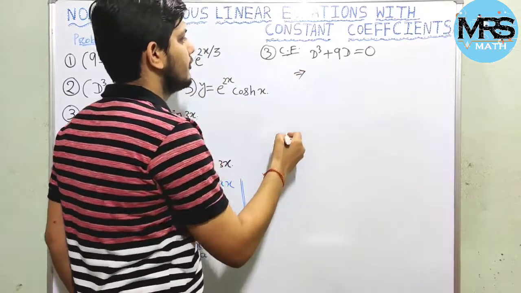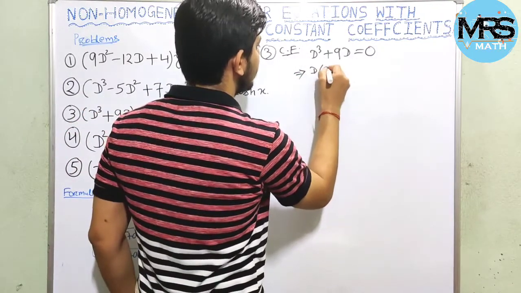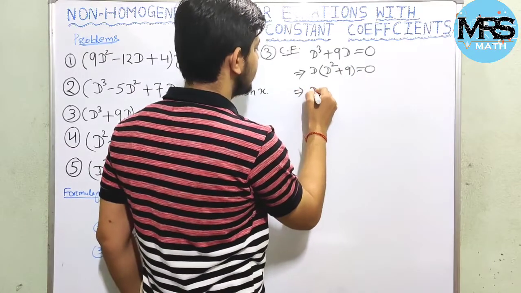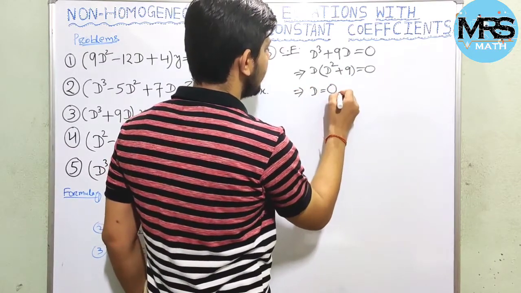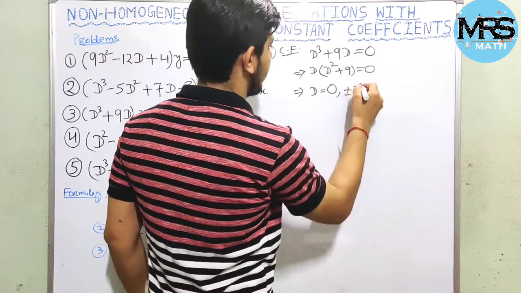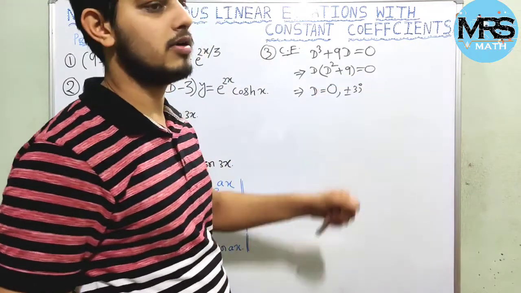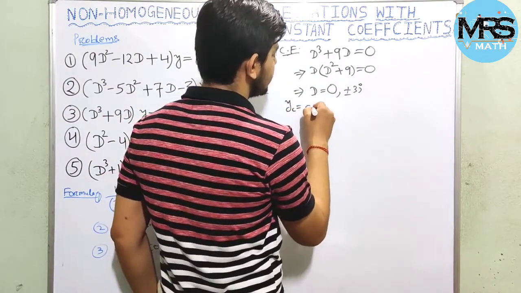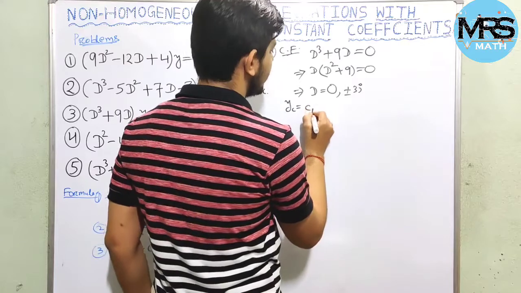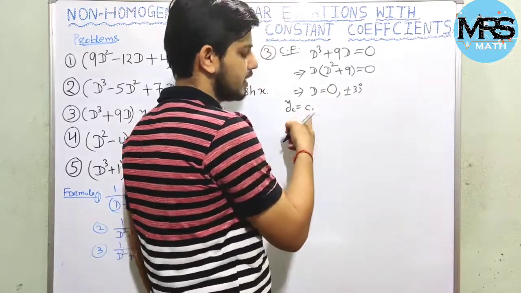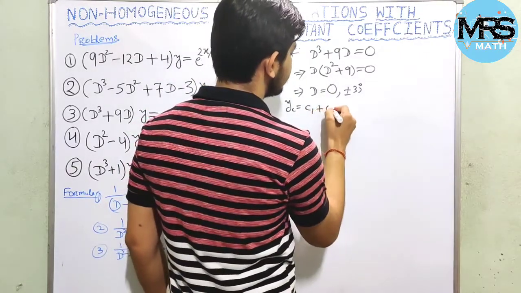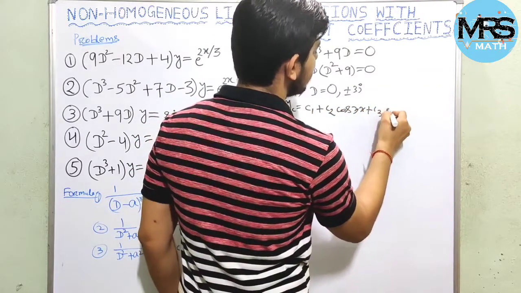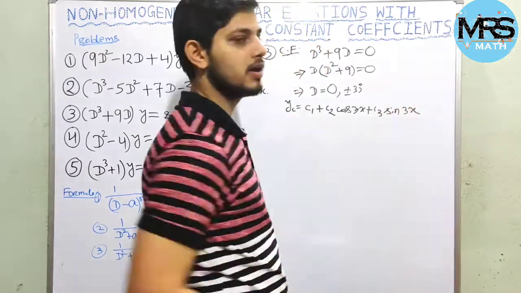If you are taking d common, then what will you get? d square plus 9 is equal to 0, right? So we are getting d as 0, and plus minus 3i, right? d square plus 9 equal to 0. So what is our complementary function here? That is c1 into e to the power 0x, so that is c1 plus c2 cos 3x plus c3 sin 3x, correct?